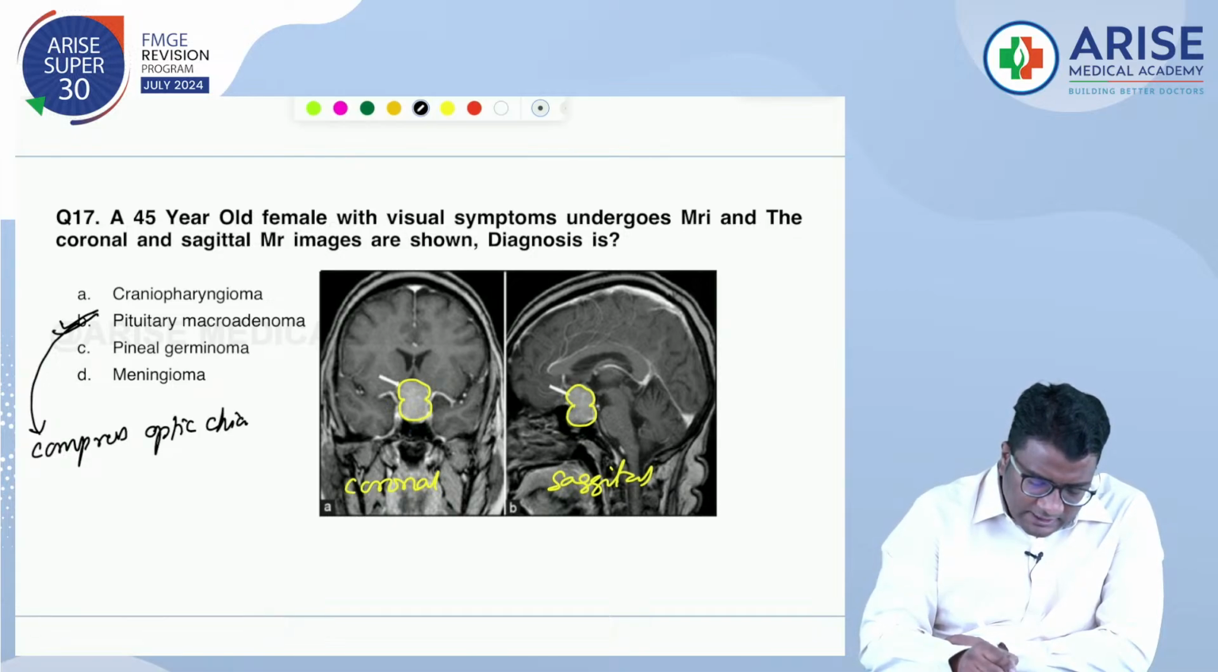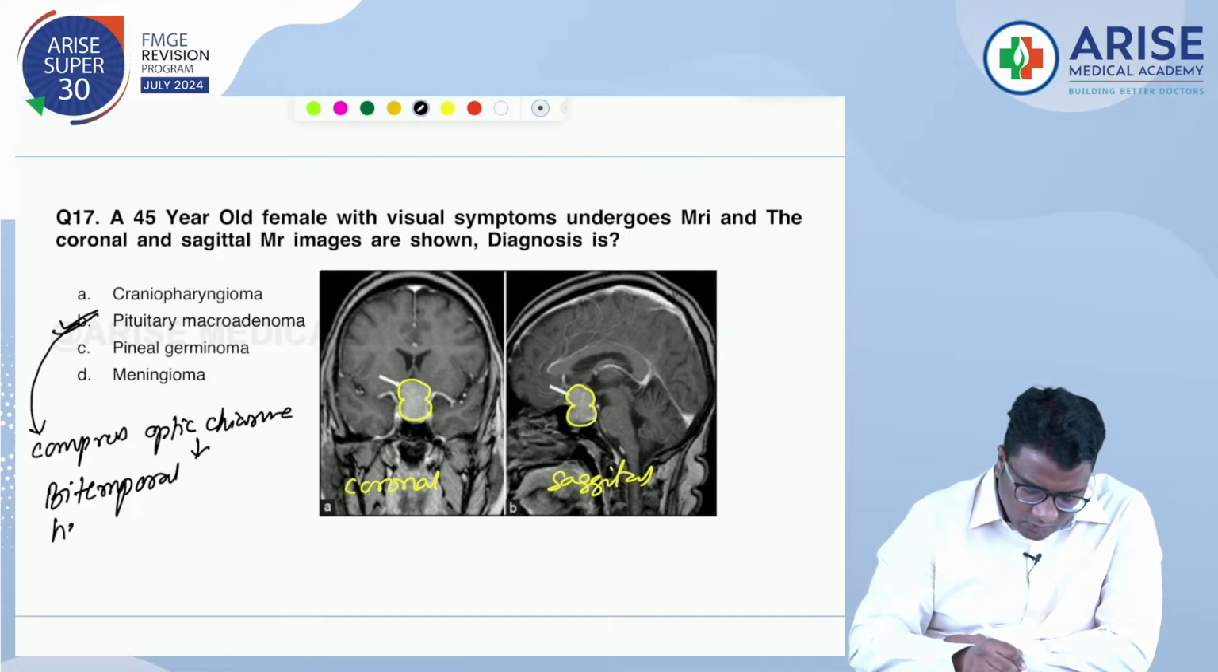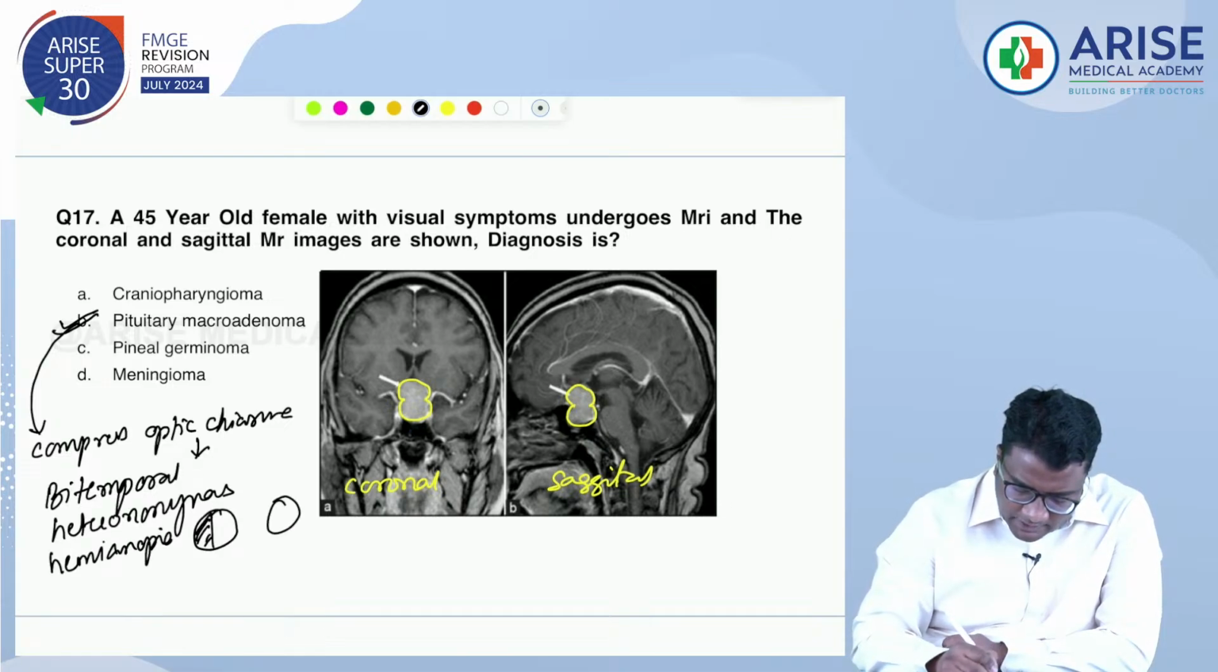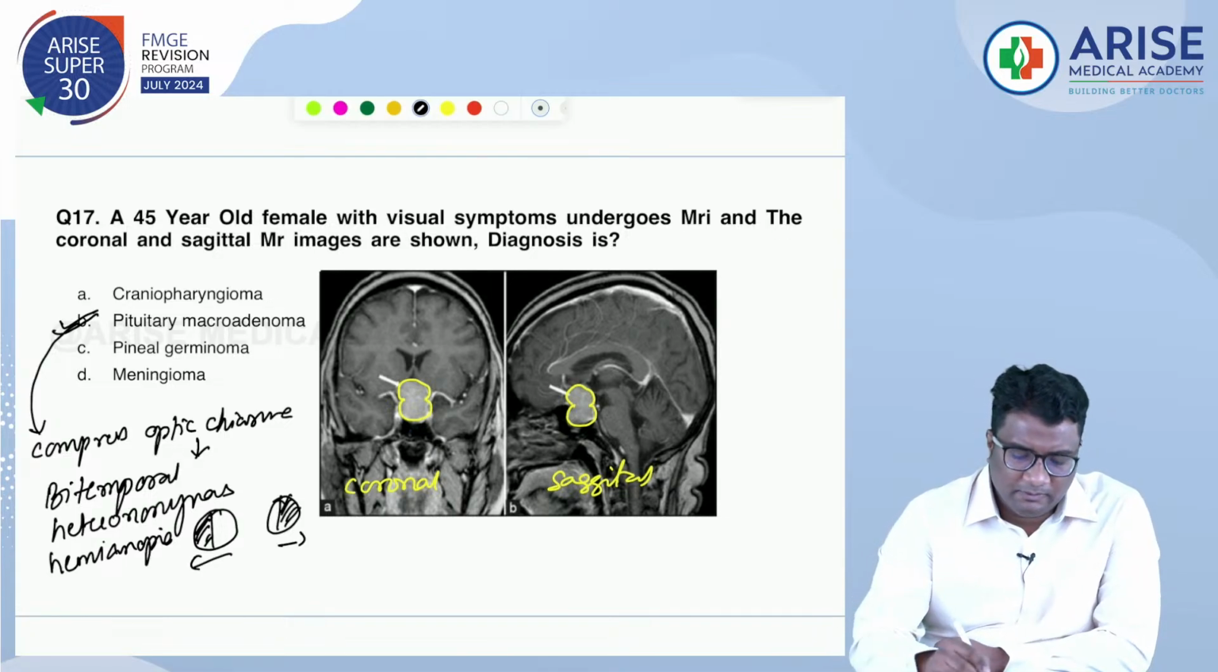And when you have optic chiasma compression, what is the visual field defect you get? Bitemporal heteronymous hemianopia. So if they give you the visual field defect, it will look like this, right? Bitemporal heteronymous hemianopia. So there will be visual field defects.